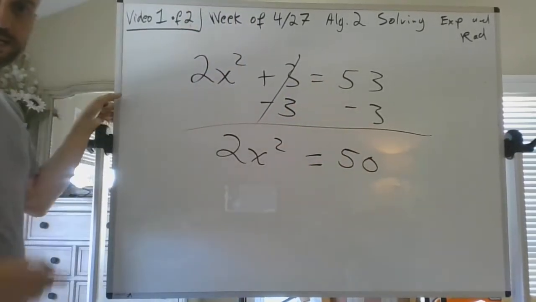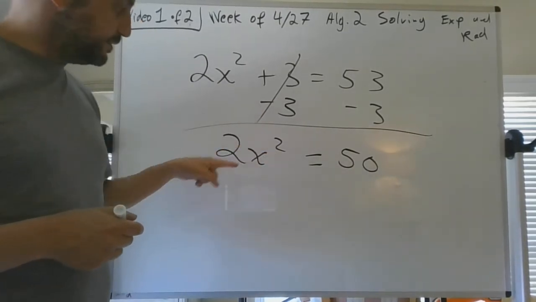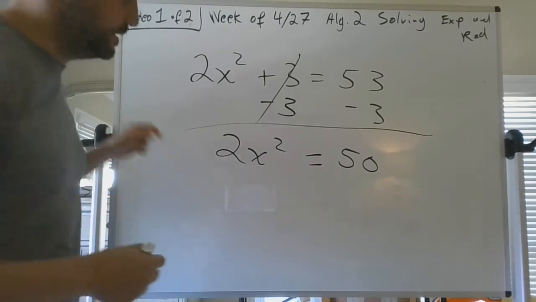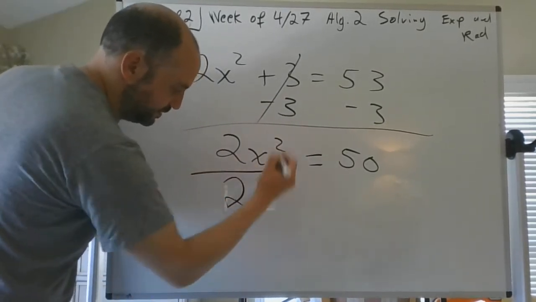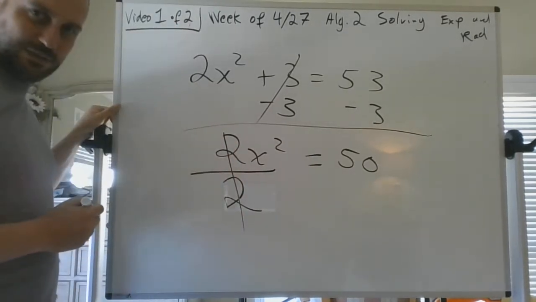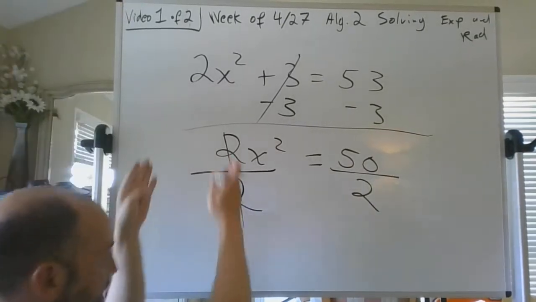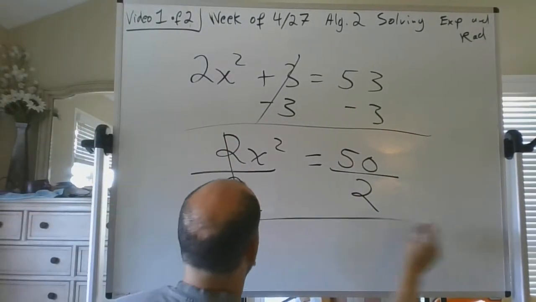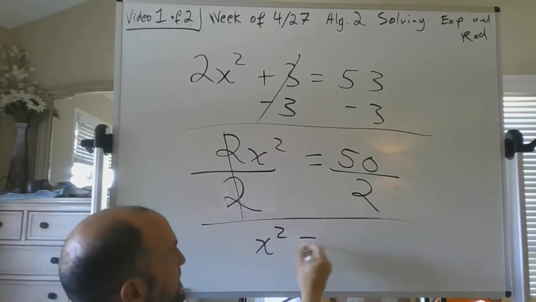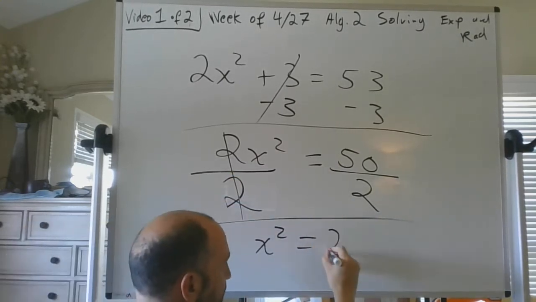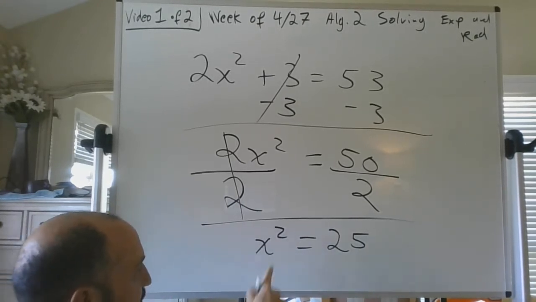Now let's think about it. I can't say, let me get rid of that square right now. No, because I still have a multiplying of 2 to get rid of. The inverse of multiplying by 2 is dividing by 2. What I do to one side, I do to the other. So now I'm left with x squared, because the 2 is canceled out, equal to 50 divided by 2, which is 25.